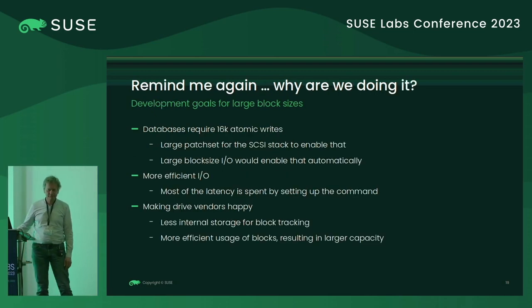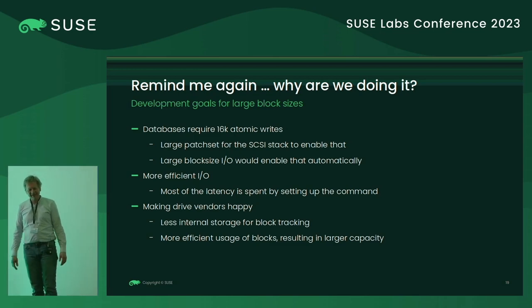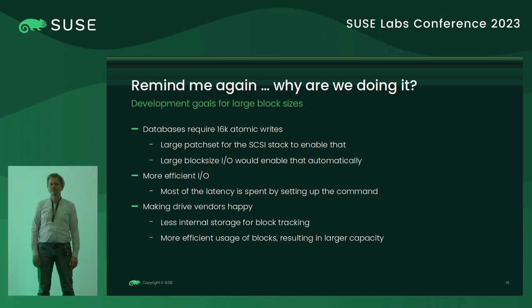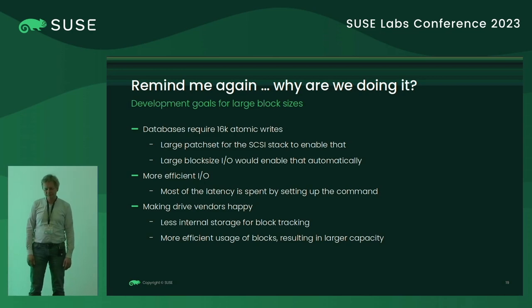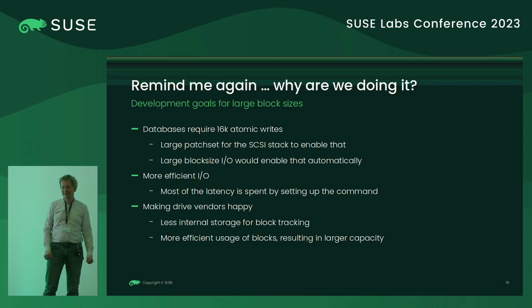So, to recap, why do we do this? Several years of work for what? The thing is, databases really like 16K I/O. They even proposed a patch set, or rather modified the SCSI spec and the NVMe spec, to allow them to do 16K atomic writes. So if we were supporting 16K block sizes, this whole issue would be gone, because 16K atomic writes would be the only way they could do I/O. That would be a nice takeaway.